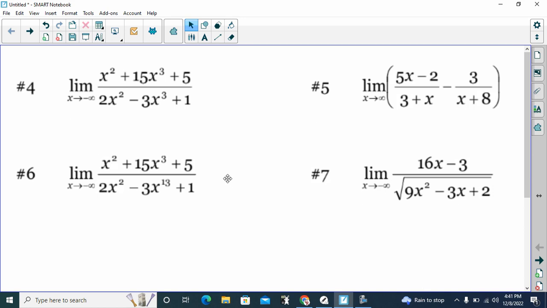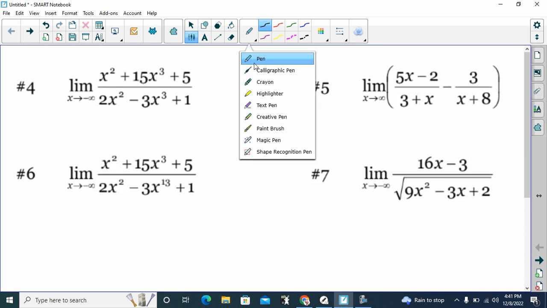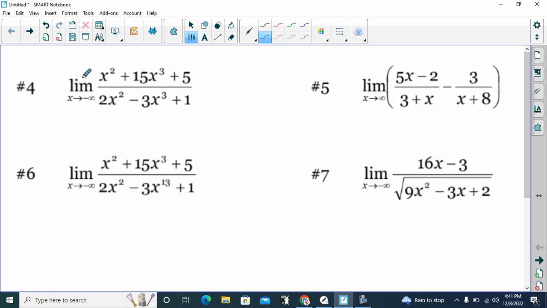Numbers 4 through 7 on the study guide. Each asks us to evaluate the limit as x approaches infinity or negative infinity. We do them all the same way, unless there's a square root, which has one other little rule that we'll talk through here. But whether it's approaching positive or negative infinity only matters if there's a square root in the graph. So number 4 asks for the limit as x approaches negative infinity of this divided by that.